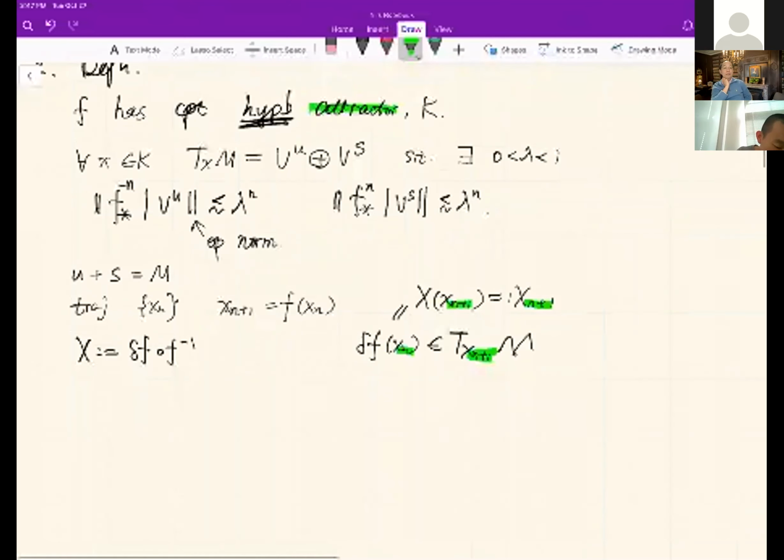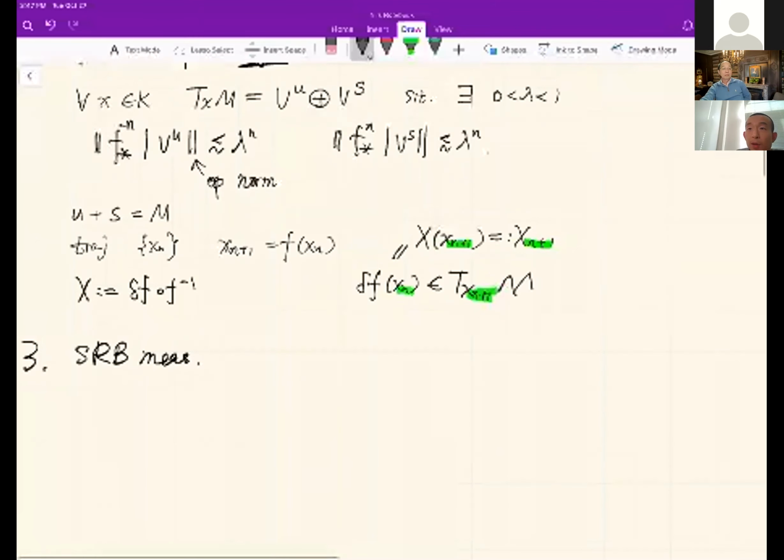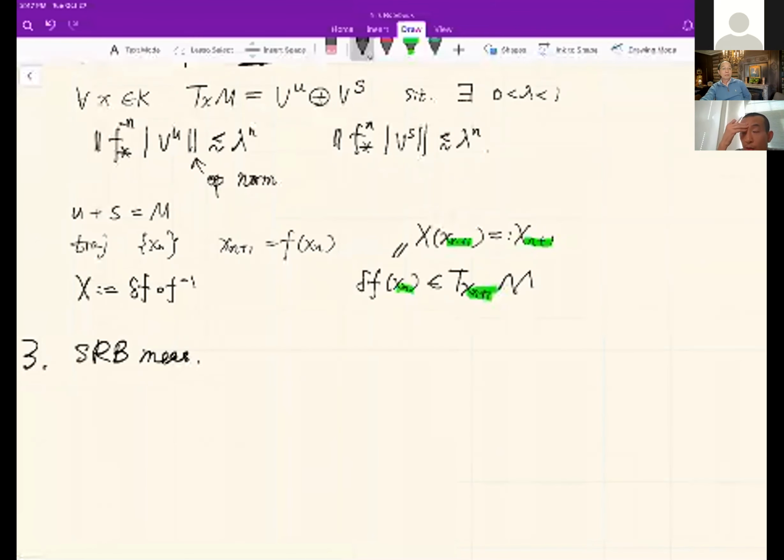All right, let's define the SRB measure more carefully. Okay, so the SRB measure is the model for fractal stationary measures of chaos. And by fractal, this just means there are many non-smooth, non-differentiable quantities, and those later are going to pose a lot of difficulties.